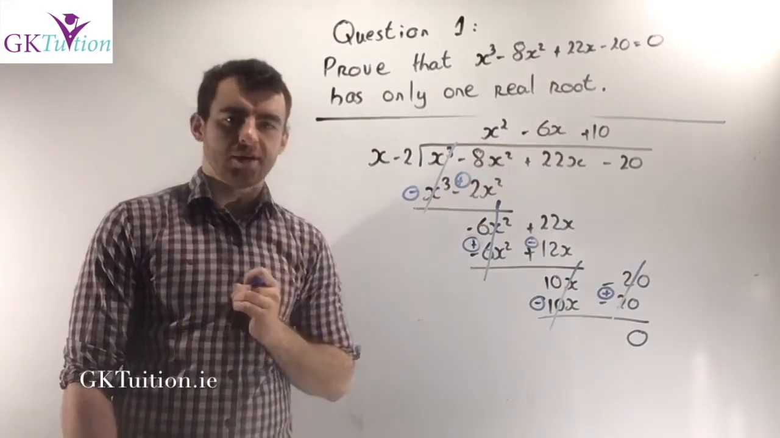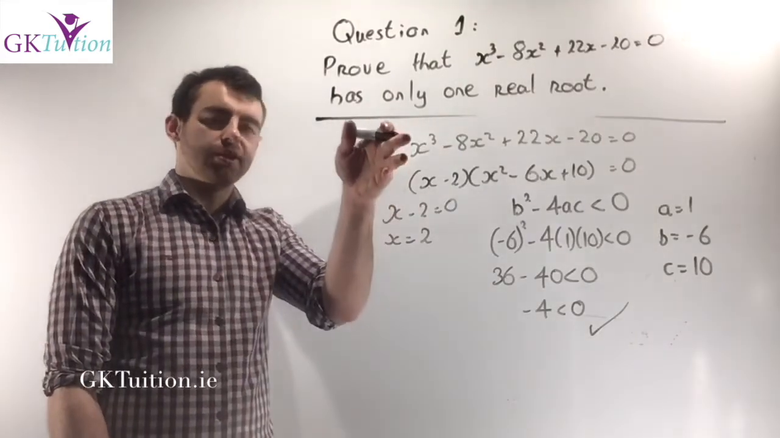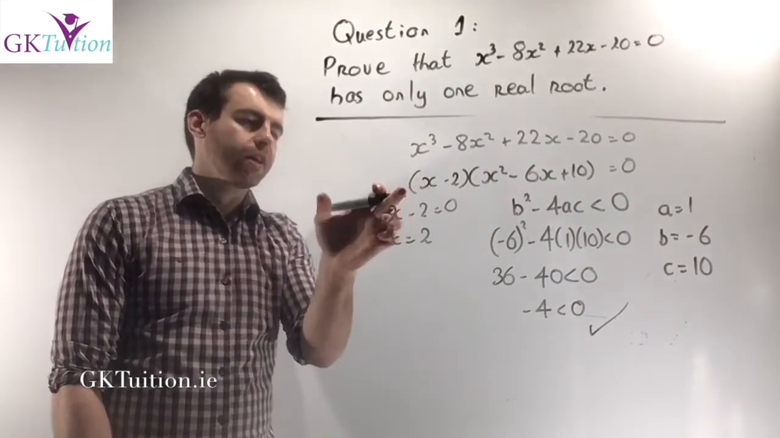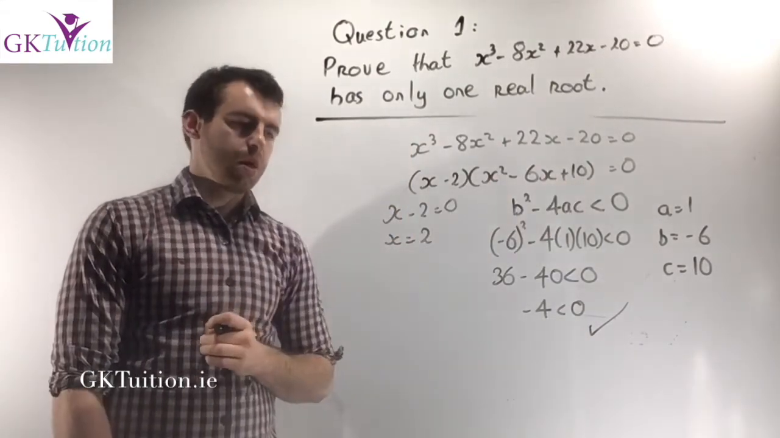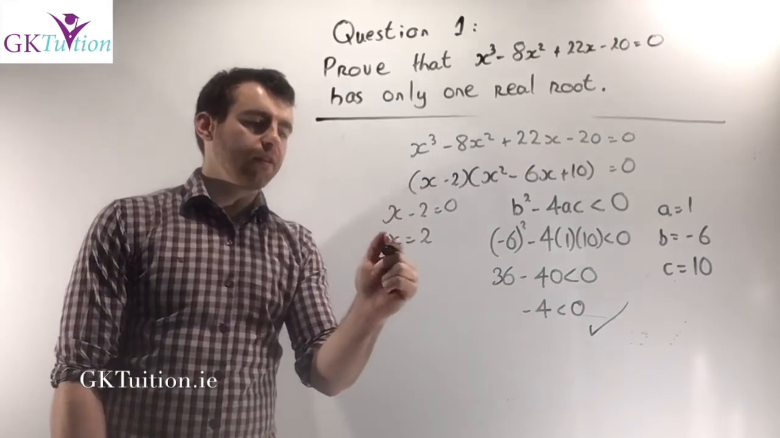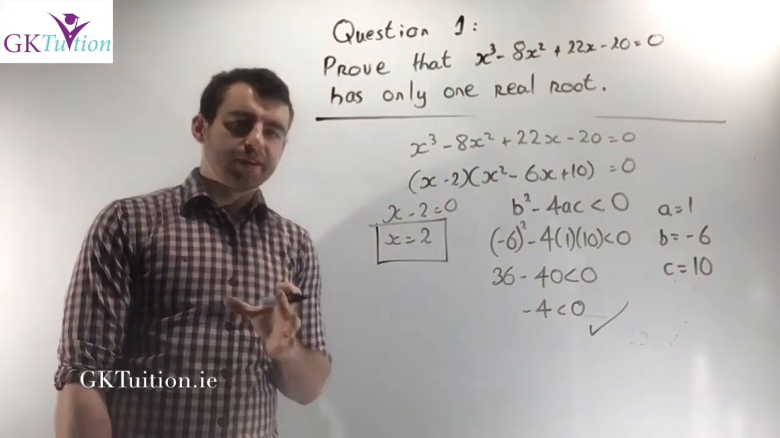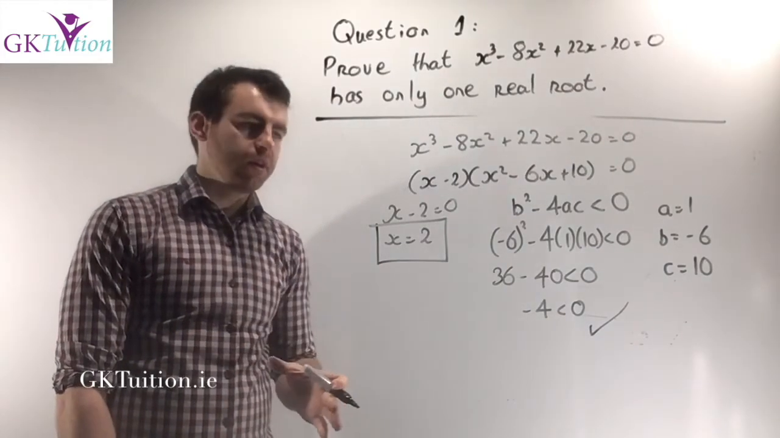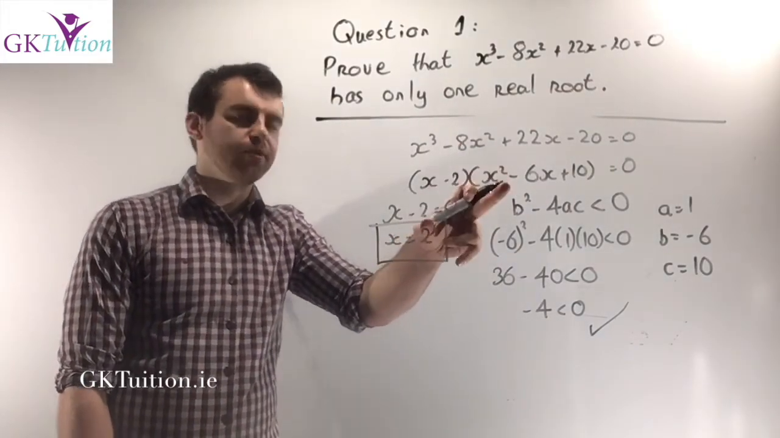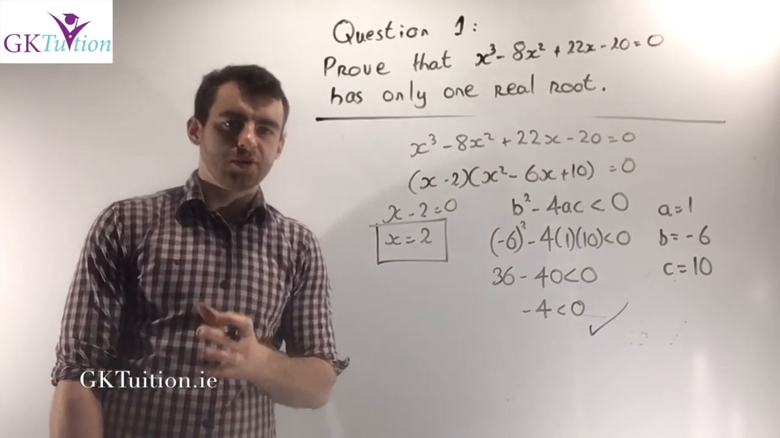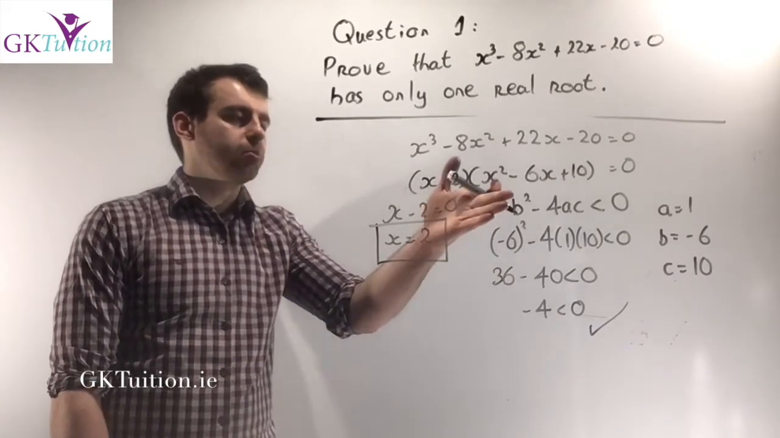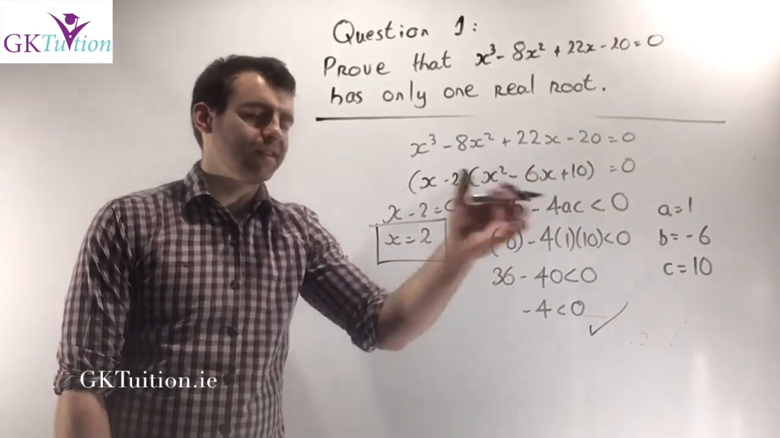come from this quadratic. So I started off with my original cubic, and I know two factors are x minus 2 times this quadratic. If I let this factor equal 0, I find the only real root, that is x equals 2. I need to prove that the other two roots are imaginary, so I take this quadratic, and to prove that a quadratic has no real roots, I need to prove that the discriminant is less than 0.